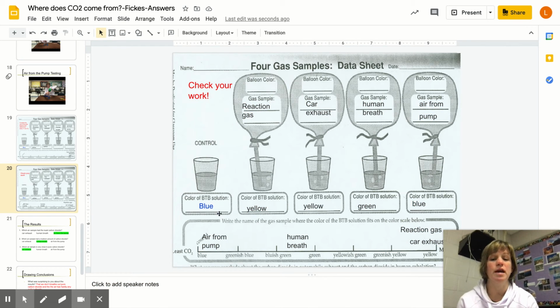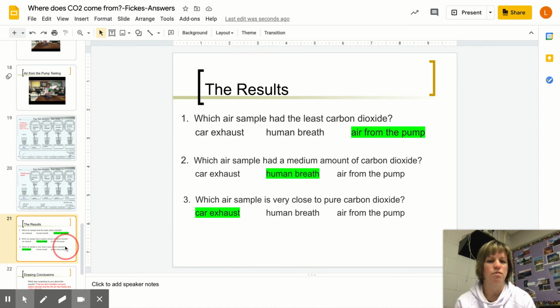Okay, so we have, of course, brown methyl blue is blue. The reaction gas was yellow, and that tells us that it is almost pure carbon dioxide, but the car exhaust was right there. Human breath, we sometimes get into this whole thing. Was it bluish green or greenish blue or just plain green? I think it's pretty green, so somewhere in the middle. And then air from the pump stayed blue, showing very, very little to no carbon dioxide in the air around us. So now check your work on this.